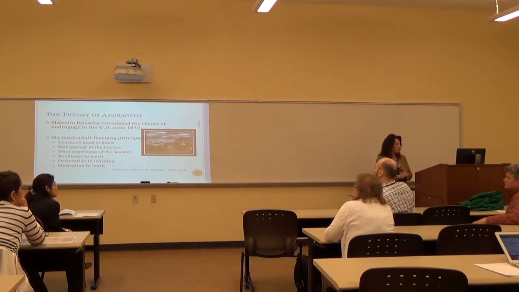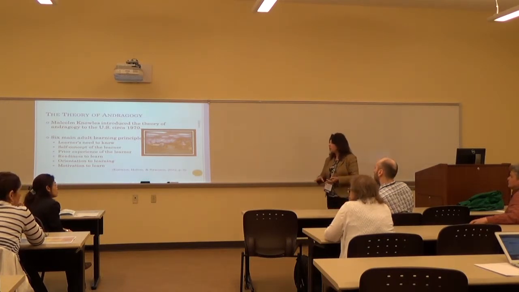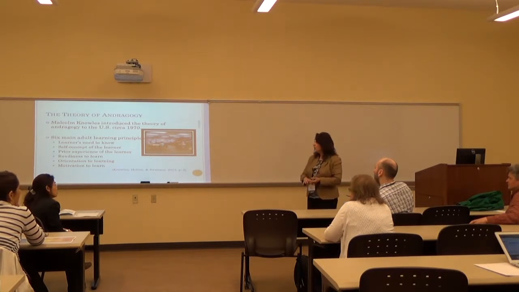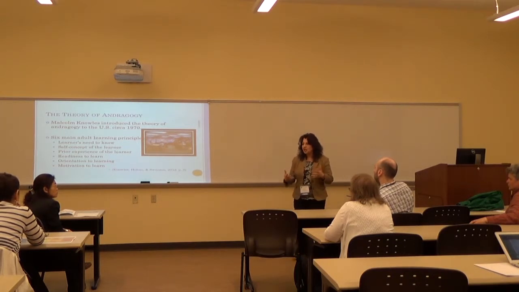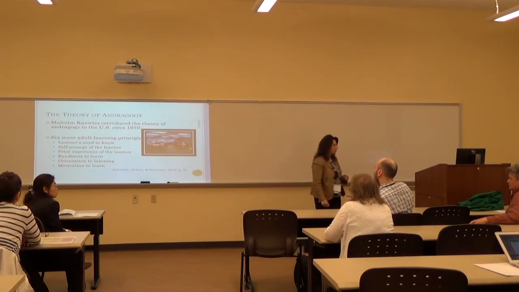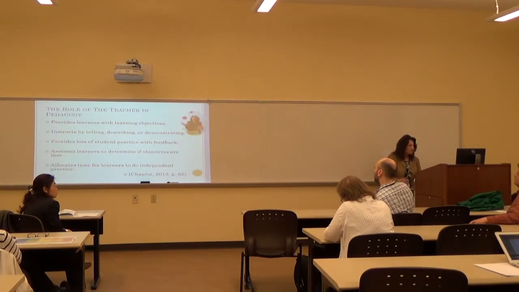Some of the things that he mentioned here are the 6 main learning principles: learners need to know, the self-concept of the learner, the prior experience of the learner, the readiness to learn, the orientation to learn, and the motivation to learn all come from the adult learner, which is so different from a child. A child doesn't have all this to back them up. I'm going to skip the pedagogy because of time.